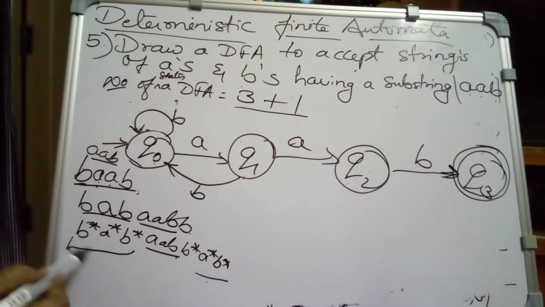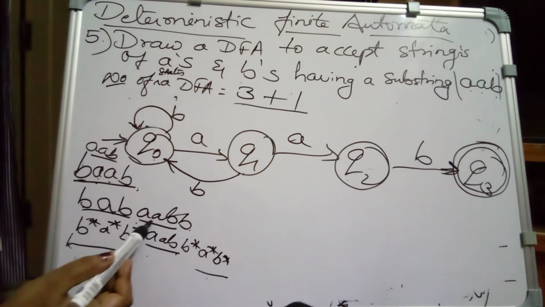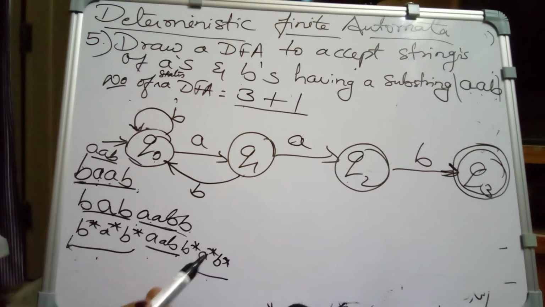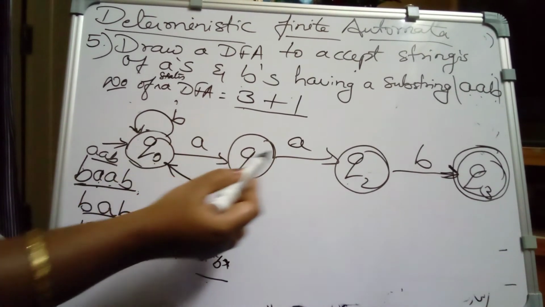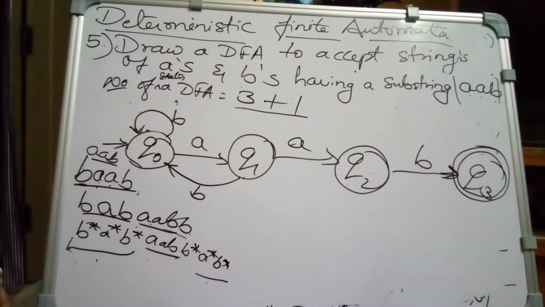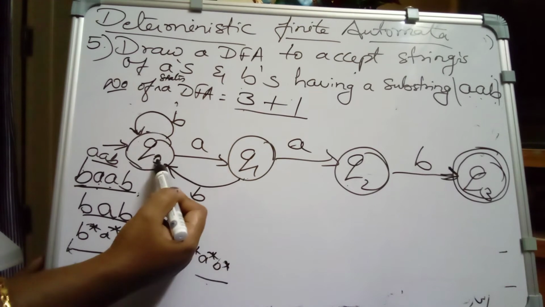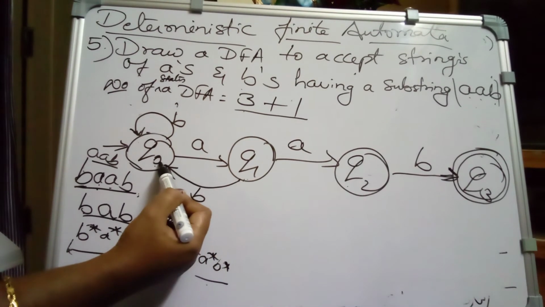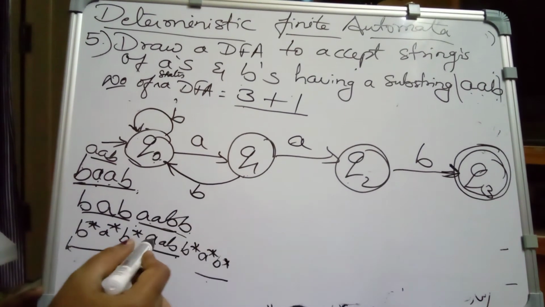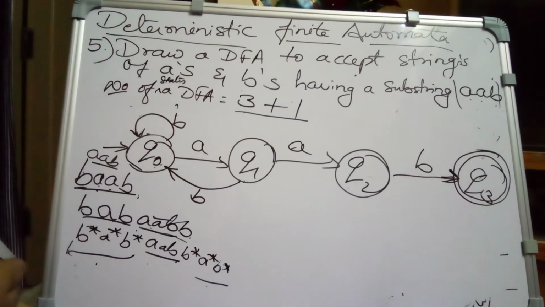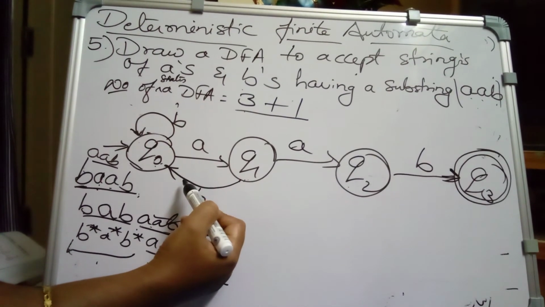Suppose my string is like this, BAB followed by the substring AAB. Even then the string has to be accepted. BAB followed by AAB, then only it goes to the final state Q3. That is the reason for Q1 on B, I am coming back to Q0, because B should again be followed by the substring AAB, then only the string is accepted. So we have identified where Q1 moves on B.